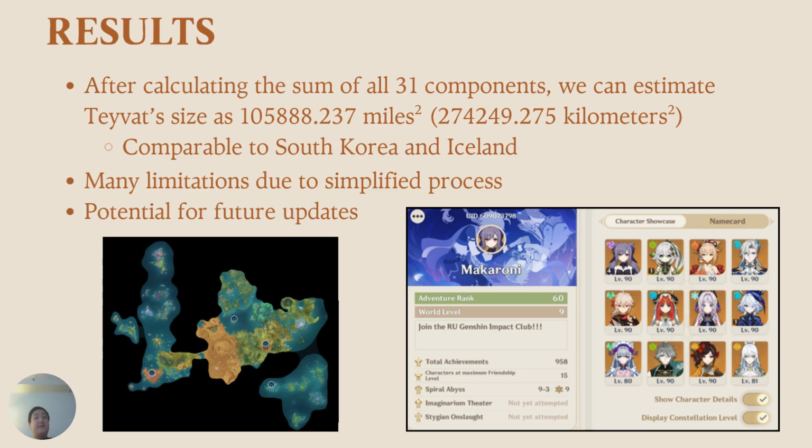The result of this is that after I summed up all 31 components, the totals came to approximately 105,888 square miles, or roughly 274,249 square kilometers. In real life, this would be comparable to the land masses of South Korea and Iceland, for example, some of these smaller countries, though that assumes we include the size given by the water in the map, which is ultimately unrealistic.